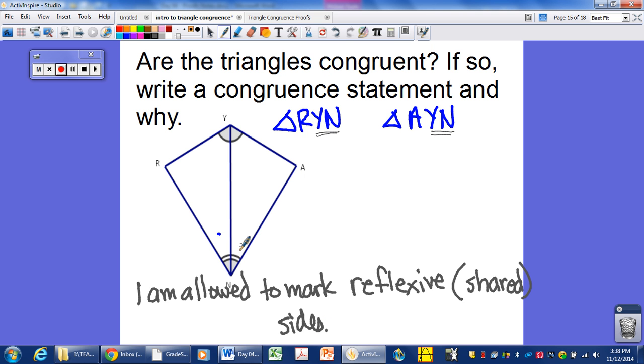Okay, so two things alone are not enough to say that two triangles are congruent, but when we add in our congruent reflexive side marking, both of these share side YN, then I have angle, side, angle. And these two triangles are in fact congruent. My side is between my congruent angles. Okay, so you are allowed to mark a few things.